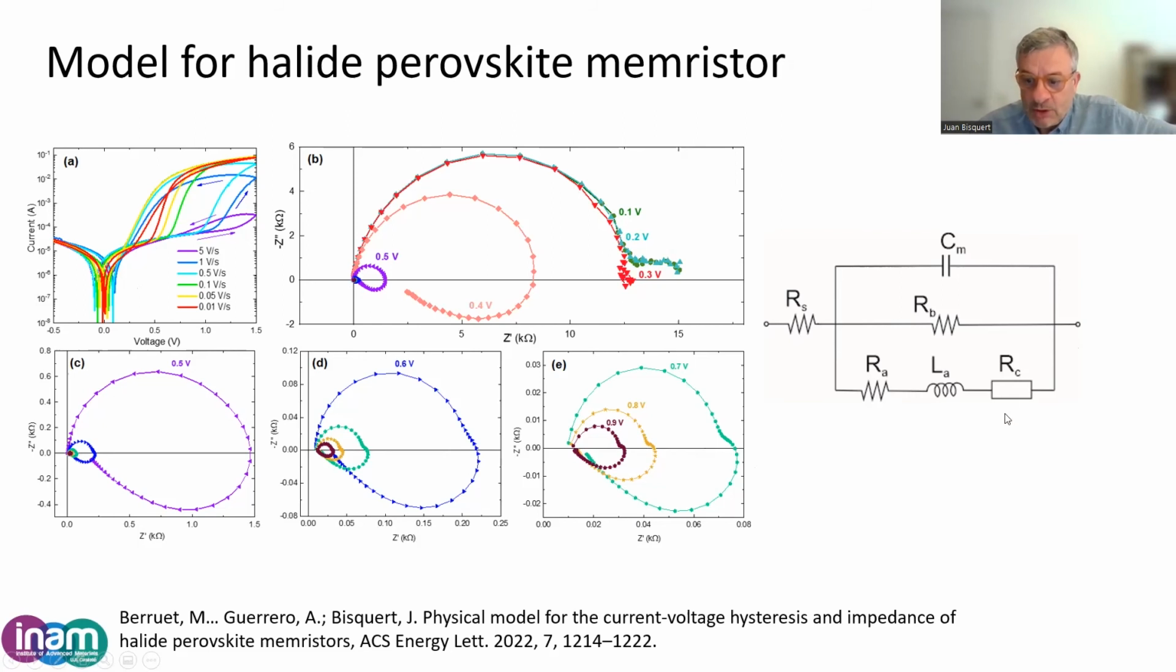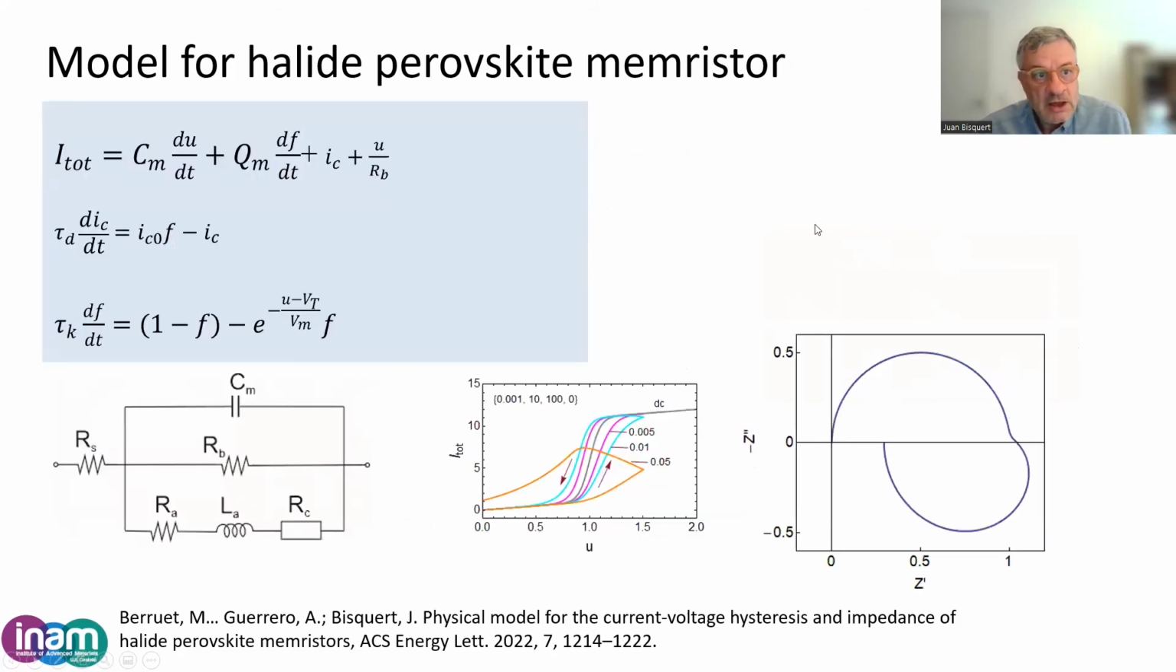We need a more complex model, and this model is obtained with three combined equations, which are the total current equation, a diffusion current, and a reaction variable. So there are two variables, and using this three-dimensional model, we can describe accurately the impedance spectroscopy and the JV curves at different scan rates.